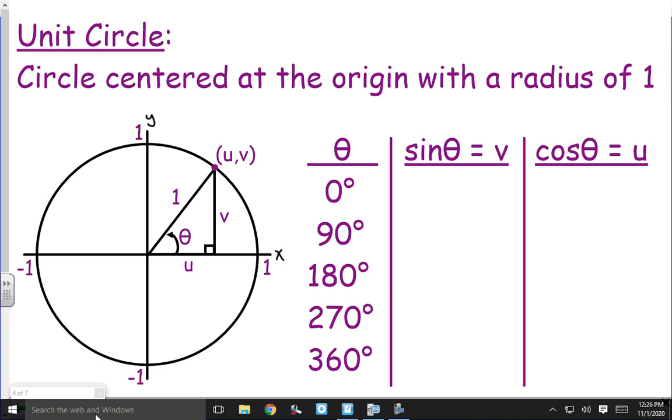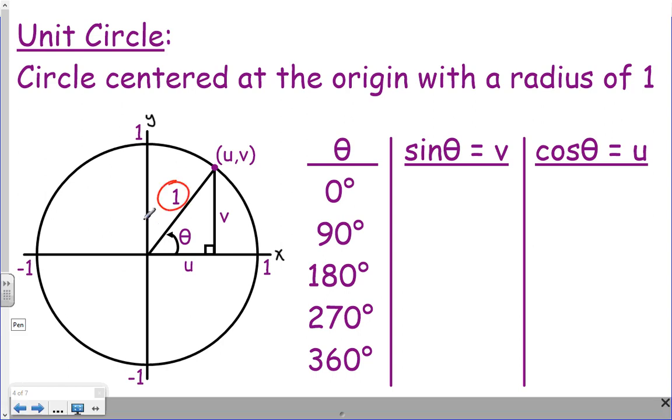I didn't say it's equal to v over r. Now, the reason I've left r out is because r is the radius here. It's the distance you are from the origin, and for this, r is equal to 1. So it's not that I'm leaving it out. I'm dividing by 1, which means I can get rid of it. And so sine of theta is just equal to v. Cosine of theta would be equal to just u.